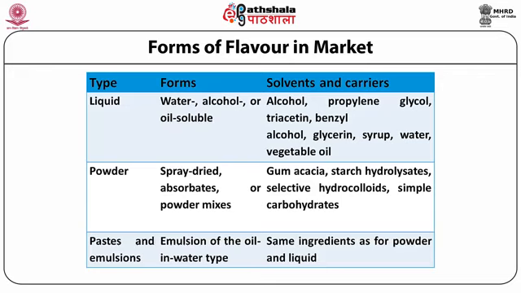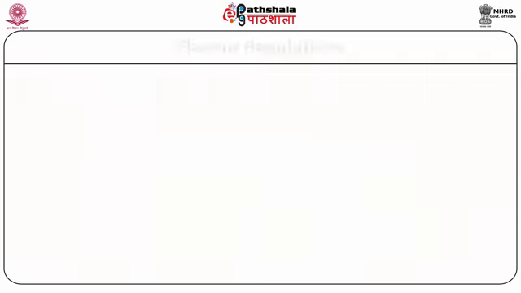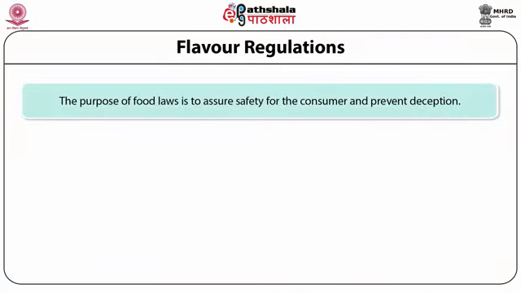Then the final form is pastes and emulsions. Emulsion of the oil in water type is the form of this particular type of flavoring substance. So, the same ingredients as used in powder and liquid can be used to get this type of flavor in the market. Now, there are flavor regulations whose purpose is to assure safety for the consumer and definitely prevent deception.